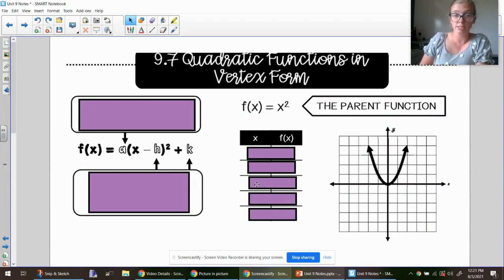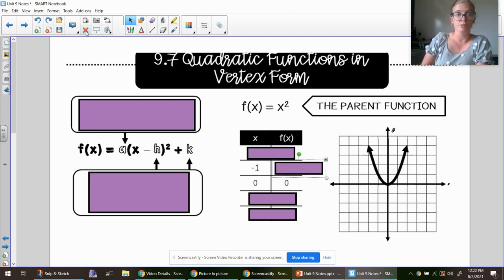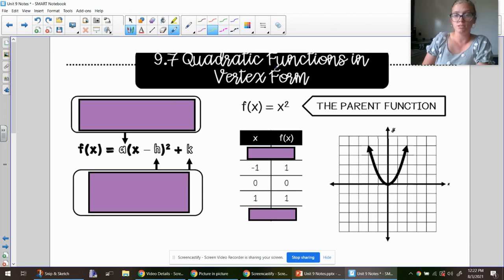I'm going to start with 0, 0. So when I substitute in 0 for x, 0 squared is 0. When I substitute in negative 1 for x, negative 1 squared is positive 1. Same with 1. 1 squared is 1. So let me go ahead and quickly graph those points so we can see them on our graph. We've got 0, 0, negative 1, 1, and 1, 1.